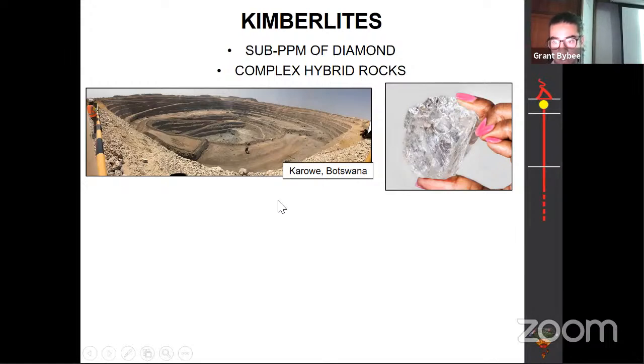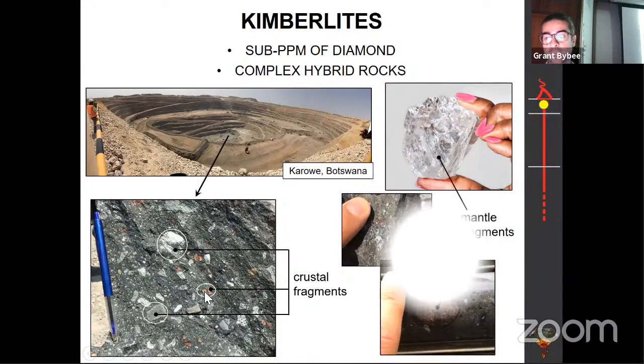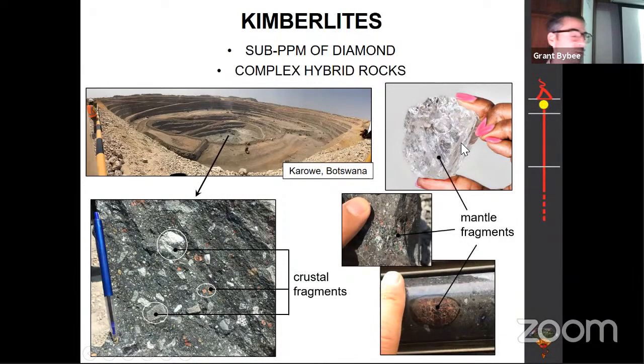Beyond that, kimberlites are very complex and hybrid rocks. I say hybrid because they consist of a mixture of crustal fragments, such as this white and red stuff down here, as well as mantle fragments, diamonds of course, but various megacrysts or various xenoliths, so eclogites, peridotites, so rocks that actually come from the mantle, which are mixed into a matrix mostly, but not entirely, of magmatic origin. And these samples, these are photos that I took within the Karowe mine in Botswana.